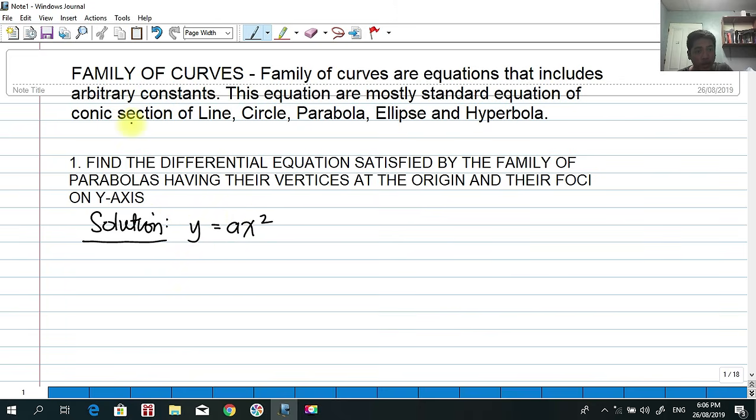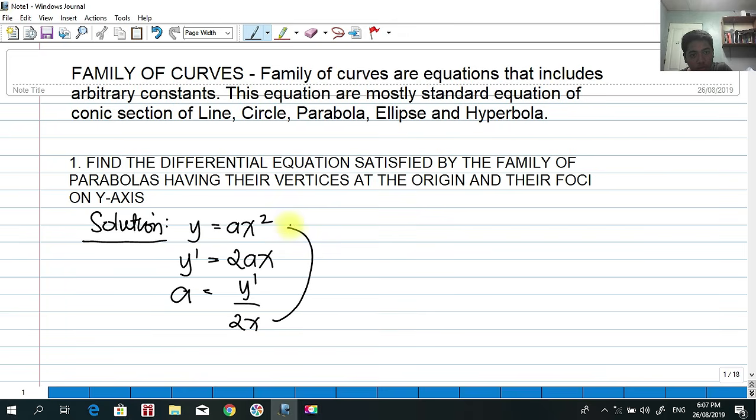So what are we going to do? Our rule is to count the number of arbitrary constants present in the equation, and that same number is how many times we differentiate the equation. In this case, we have one arbitrary constant, so we differentiate this once with respect to x. So this is y prime equals 2ax. Our main goal is still to eliminate that arbitrary constant. So rearranging the equation, we have a equals y prime over 2x.